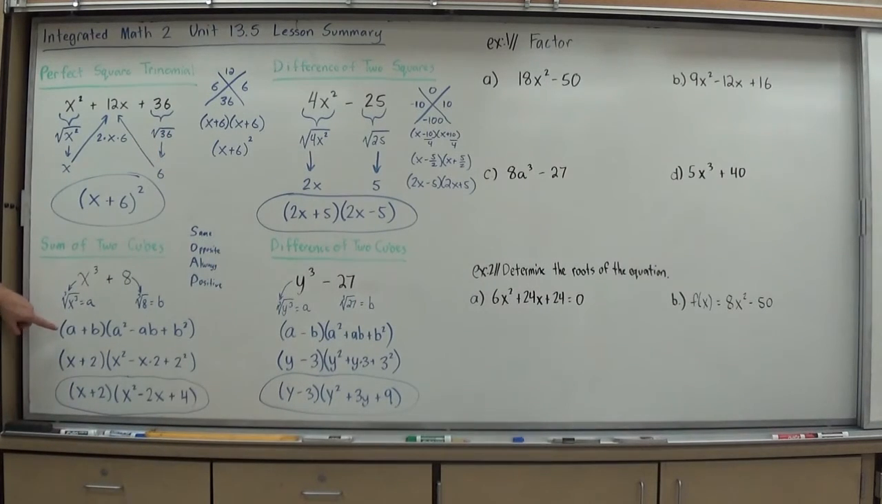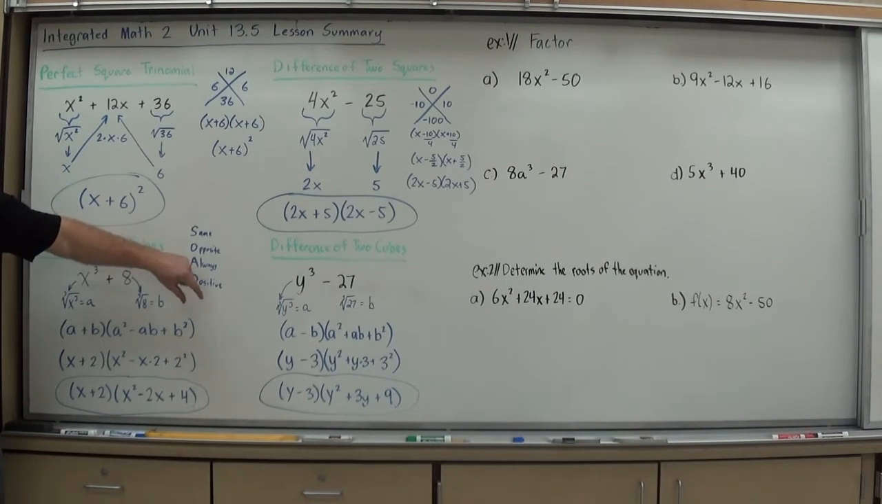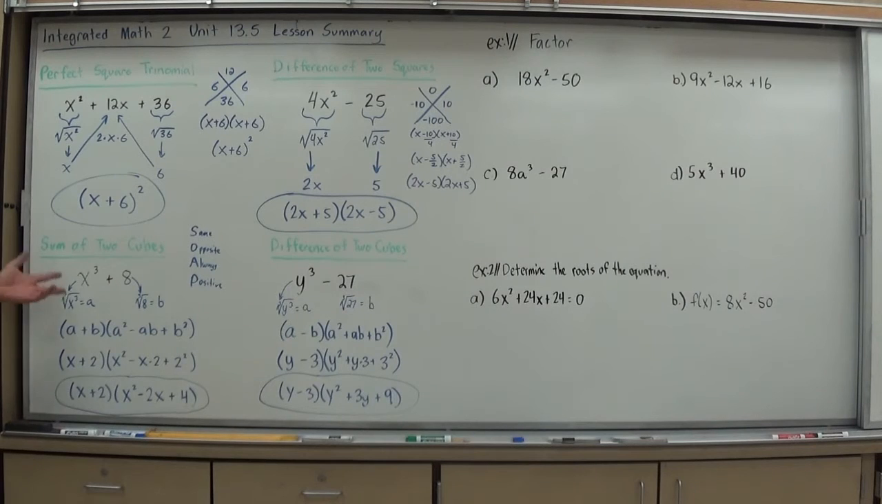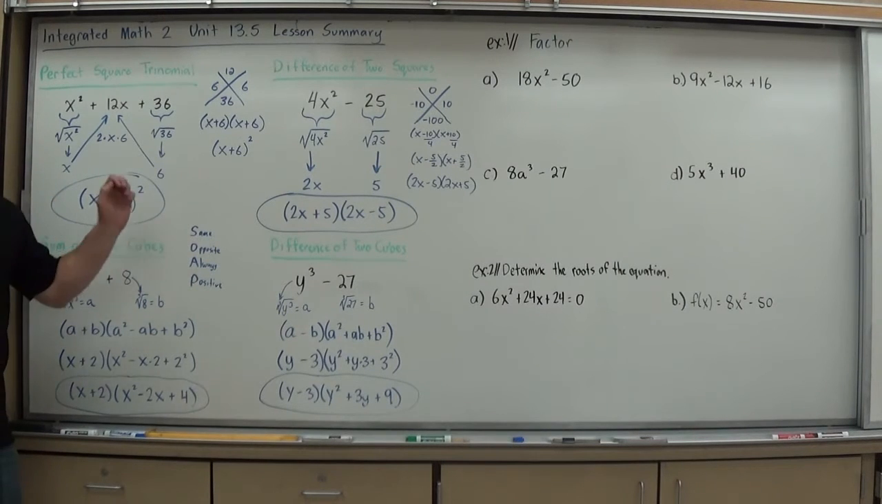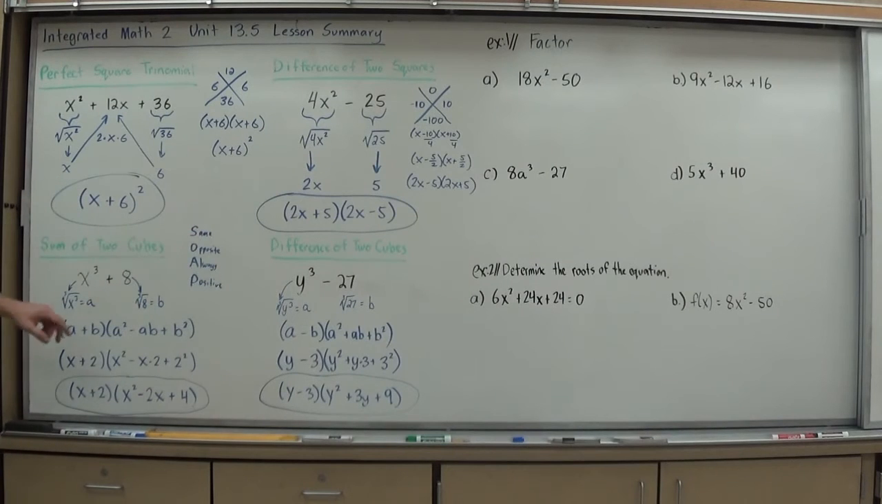So when you write this, it's kind of easy to remember this portion. It's a and b, then a squared, a times b, and b squared. If you just say that over and over, you'll get that. A and b, a squared, a times b, b squared. That's always the same in both of these.